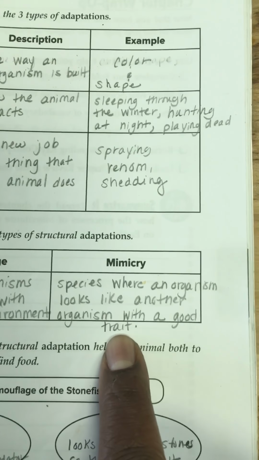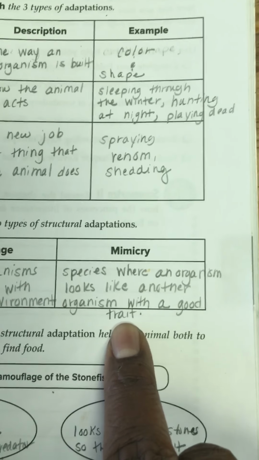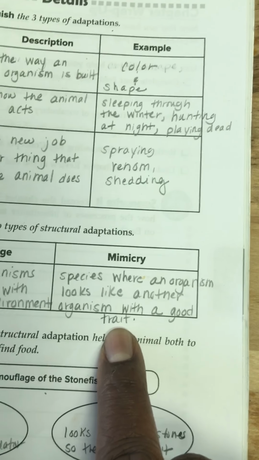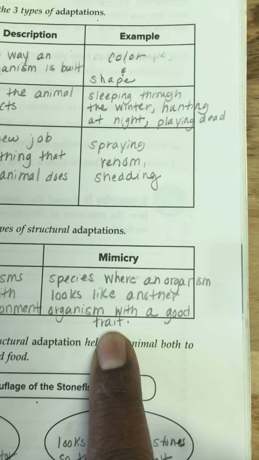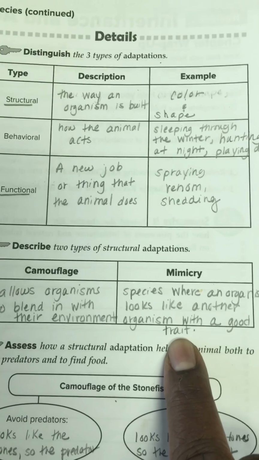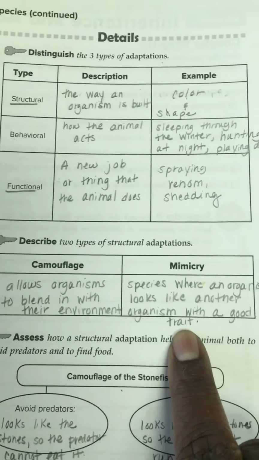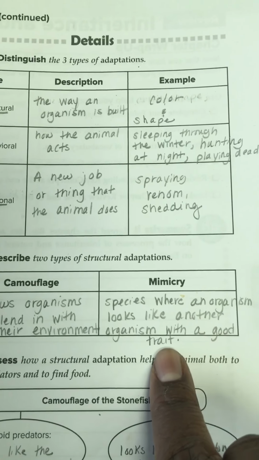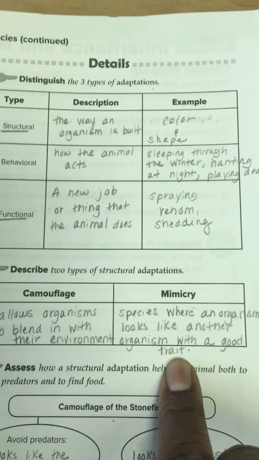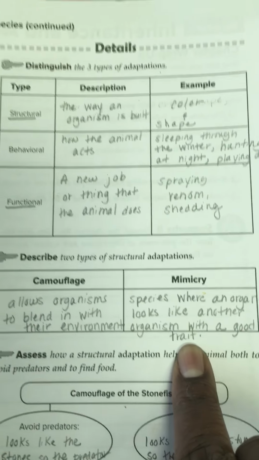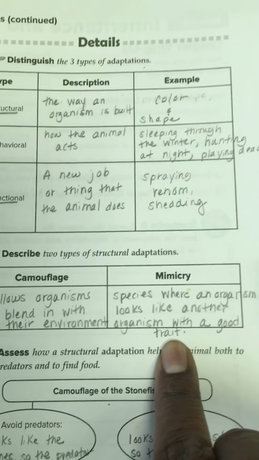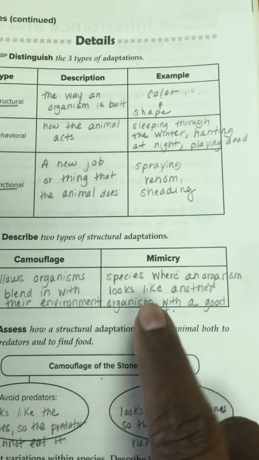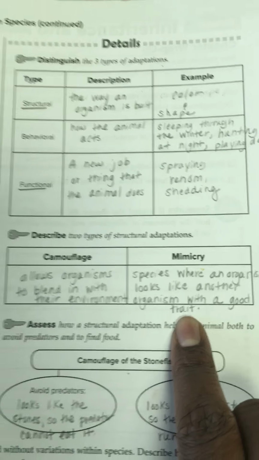So in the book, they talked about a snake that's not poisonous, a snake that doesn't have poison or venom to hurt other animals, that looks a lot like an animal that actually does spray poison to hurt other animals or to protect itself. So the important part here is that I'm copying another organism that has a good trait. So I don't just copy any organism. I'm copying an organism that has a good trait that helps it survive better in its environment.